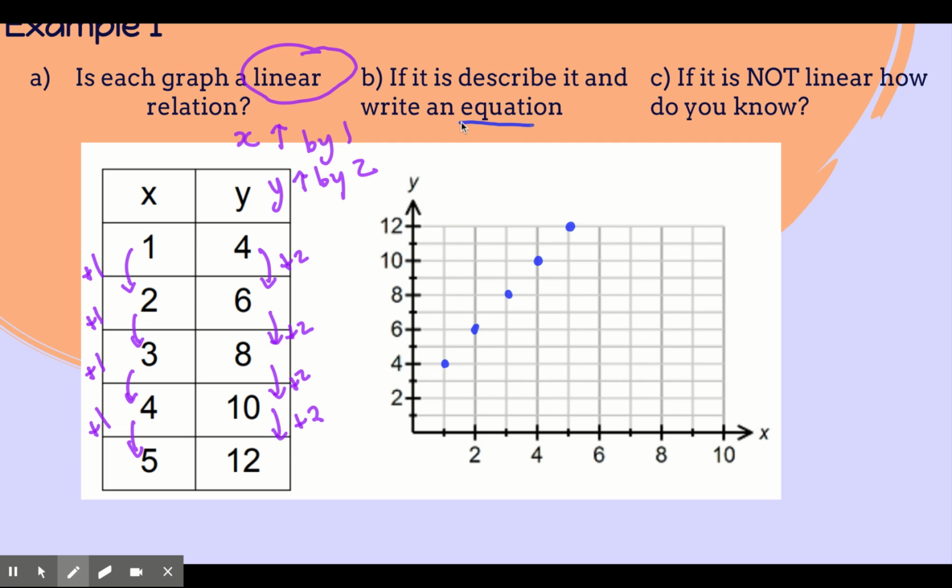So if it was to ask you to write an equation, this is from our last little section, I am going to remember that whatever it's increasing by here is going to help me find my coefficient. So what I multiply by. So y is equal to, looks like I'm increasing by 2, so 2 times x. To find what my plus or minus is, I go back to when x is 0. So if I'm increasing by 2, this should be a 2, right? 2, 4, 6, 8. So it's plus 2. So there is my linear relation, and there is my equation.